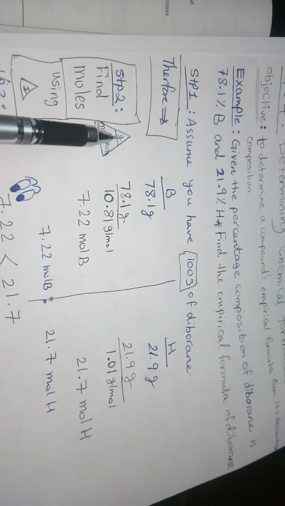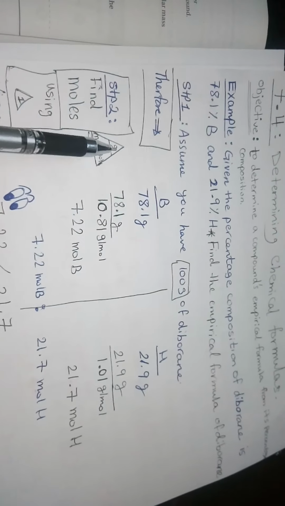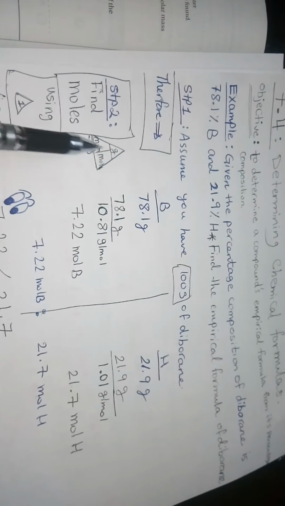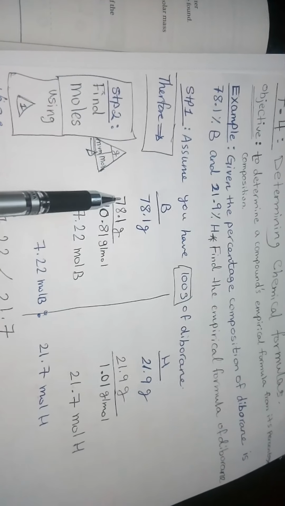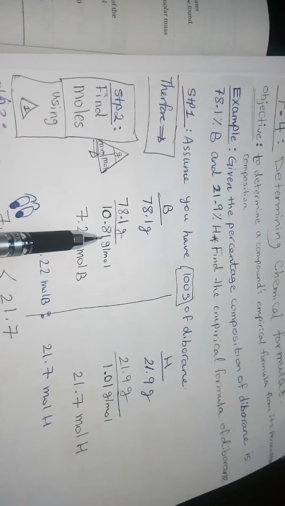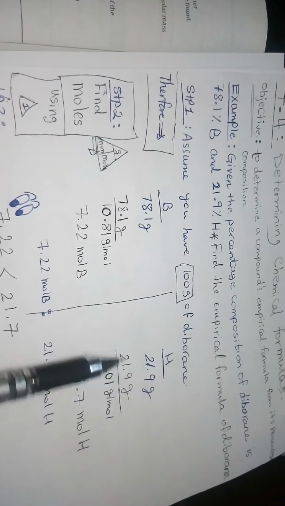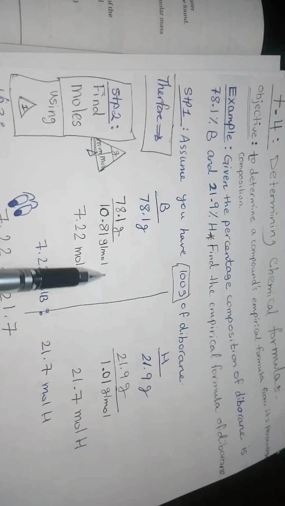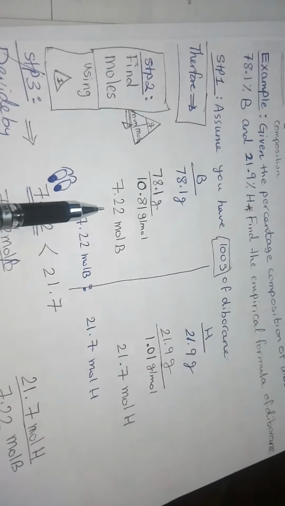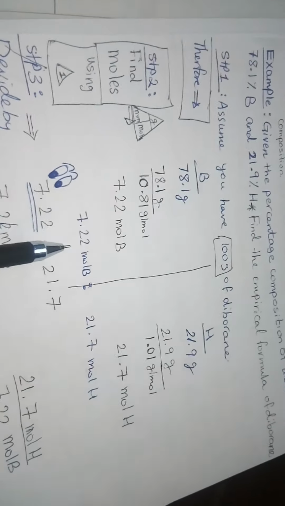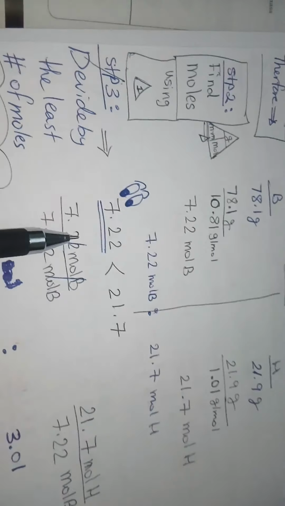Now, since I have grams right now, if I divide by the molar mass for every atom, I will get the moles. So this is our second step. We're going to divide every mass by its molar mass, and we get the number of moles over here. Of course, we get these numbers from the periodic table. After that, we find out that the ratio is 7.22 moles of boron to 21.7 moles of hydrogen.